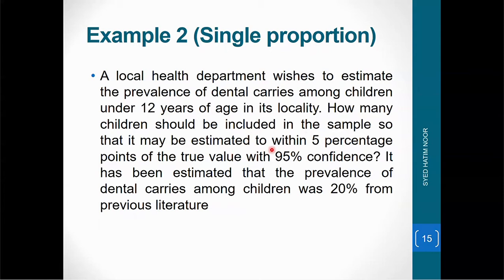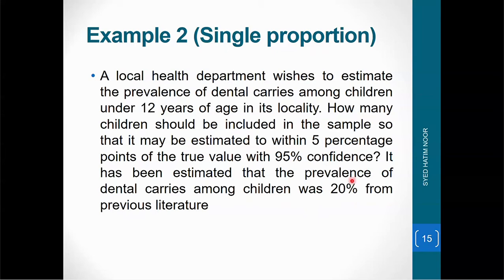So that means this, estimated to within 5%, is your precision. 95% CI, because it reflects your Z value after this. And then it has been estimated that the prevalence of dental caries among children was 20%. This is from the previous literature. So that means your proportion will be 0.2.